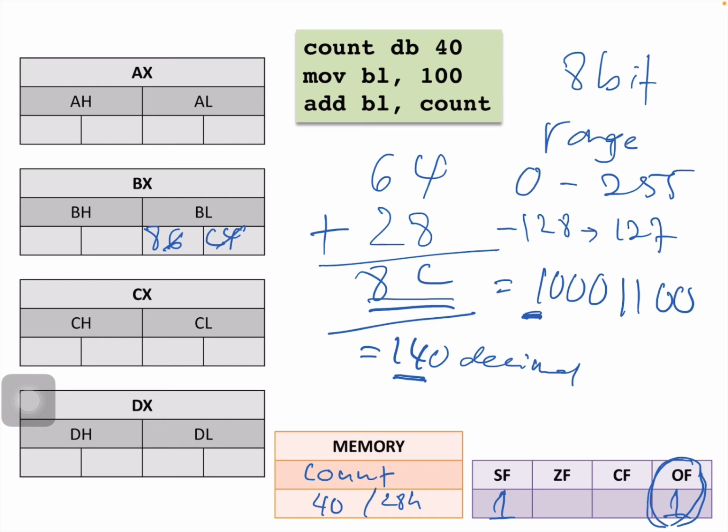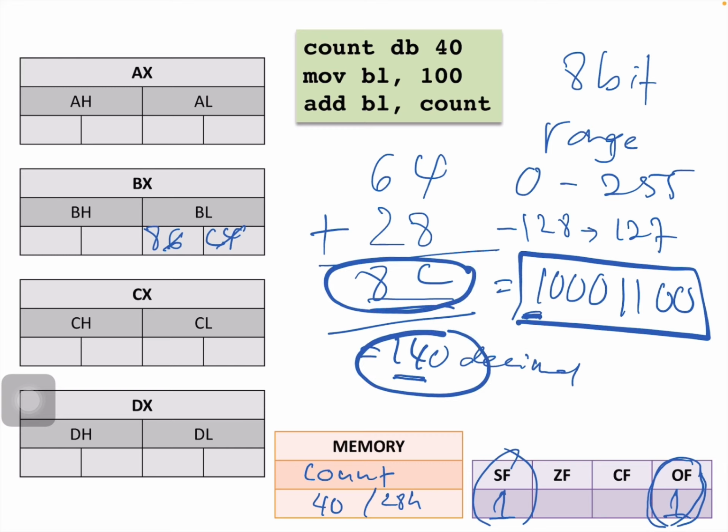Now the operation has made the sign flag be triggered to 1, so the computer has assumed that this is a signed number. 8C is a signed number, and 140 in decimal is also treated as a signed number. The range of a signed number is between -128 and +127. The result that we get is 140 in decimal, which is out of this range. We have only the range between -128 and +127 for the signed 8-bit range, since we are using the 8-bit register now.